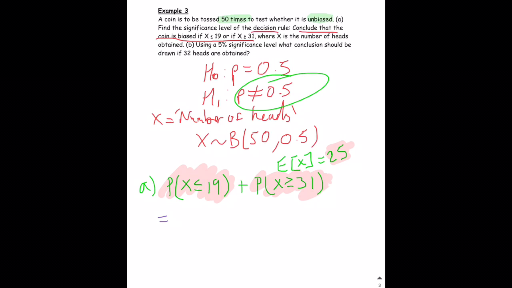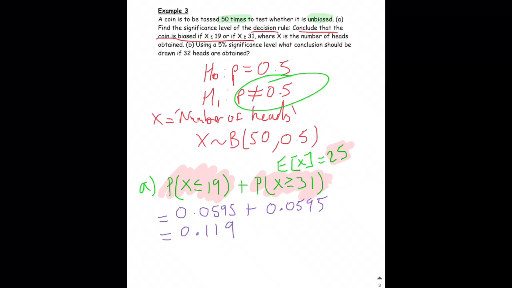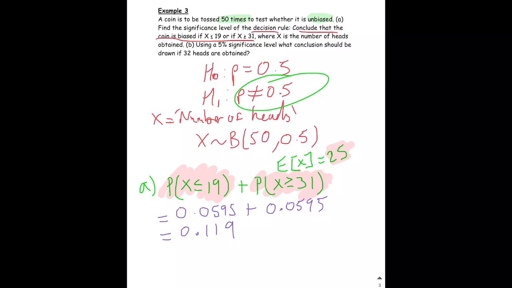That actually comes out as 0.0595, and the other one is 0.0595 because it's the same distance away from the mean. That is 0.119 apparently. That's an 11.9% significance level. So basically they're saying, we are going to say that 11.9%, anything less than that is too unlikely. So if you get 19 heads out of 50, then we would say that's probably a biased coin.